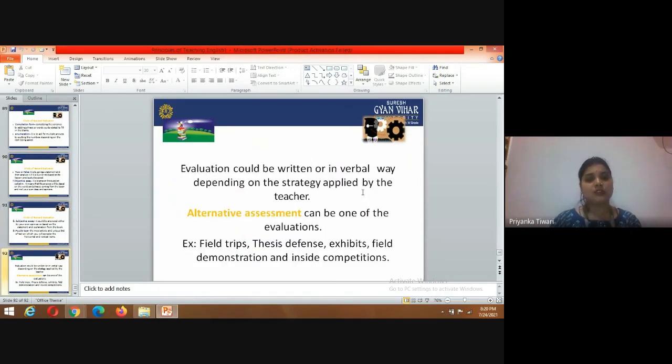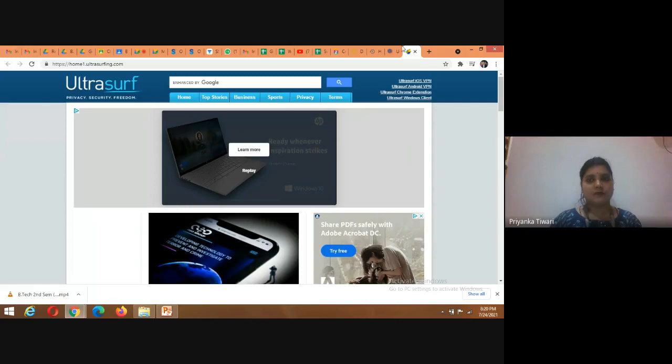So evaluation could be written or maybe verbal, depending on the strategies applied by the teachers. And alternative assessment can be done, one of the evaluations: field trips, thesis defense, exhibits, field demonstration, and inside competitions. So this is all about it.